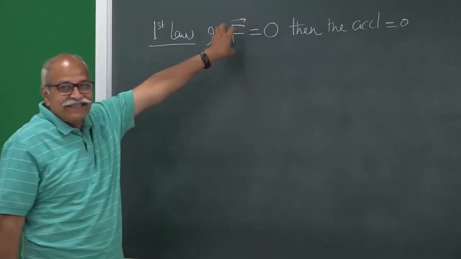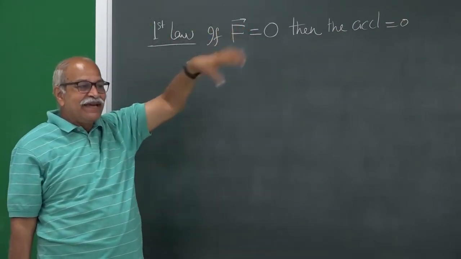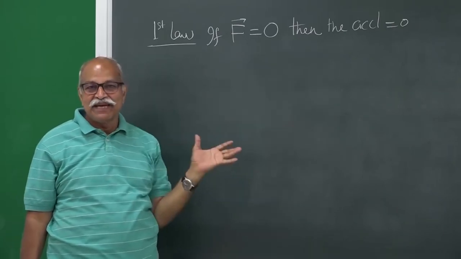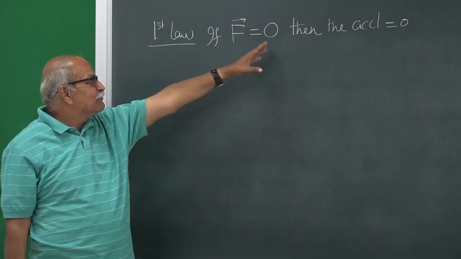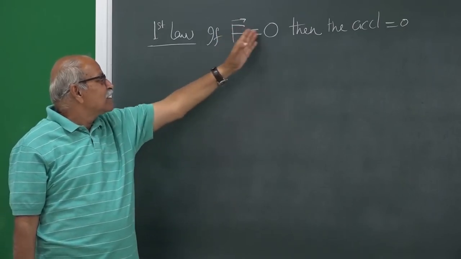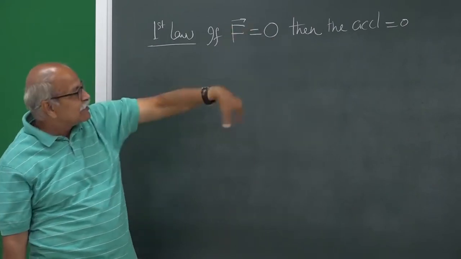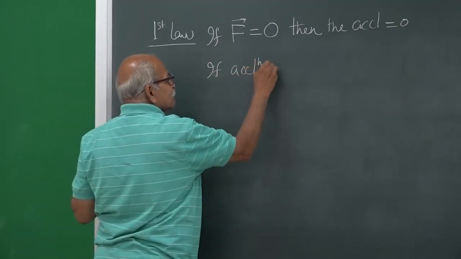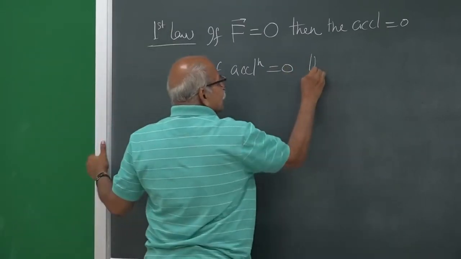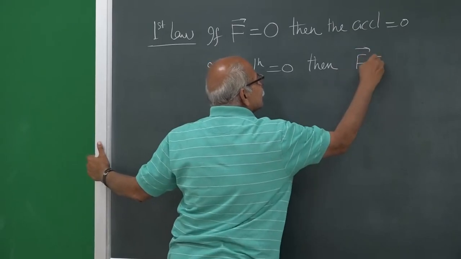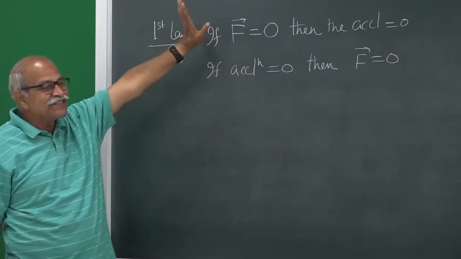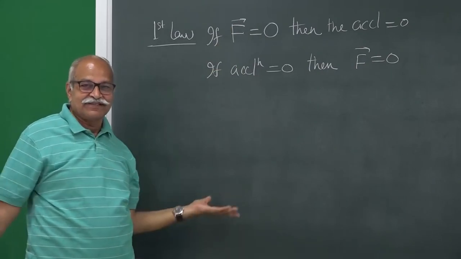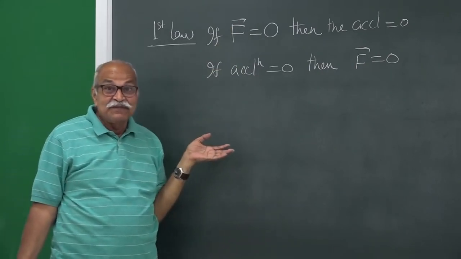Essentially this is it in a nutshell, because if it is at rest and remains at rest, that means acceleration is zero, or if it moves with a constant velocity in the same direction, same speed, that also means acceleration zero. So if the total force on the particle is zero, then the acceleration should be zero, and vice versa: if the acceleration of a particle is zero, then according to Newton's first law, you can say that the net force acting on the particle is zero. So both ways. No force, no acceleration. That's Newton's first law. But that is not always true.